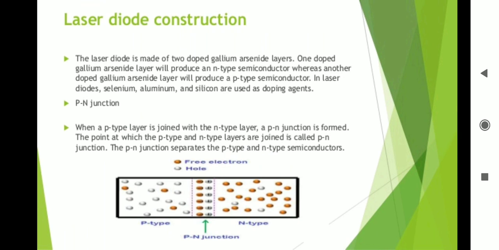Laser diodes are semiconductor lasers which generate a highly intense coherent beam of light. These were developed by Robert N. Hall in the early 1960s and are also referred to as injection lasers.